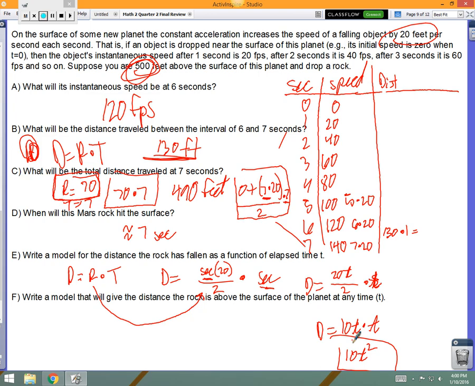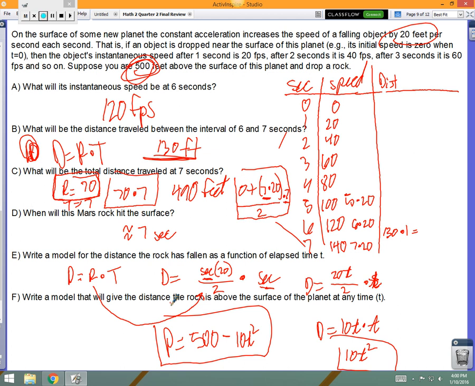F, write a model that will give the distance the rock is above the surface of the planet. So it wants the position of the rock at any time above the planet. So the position is going to be, it starts off at 500, and then you're going to minus the distance. So it's going to be 10t squared. And that will give you the position of the rock at any moment.